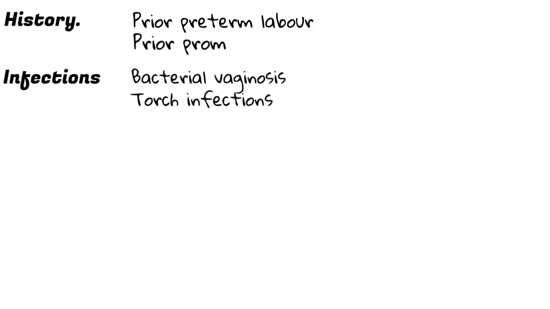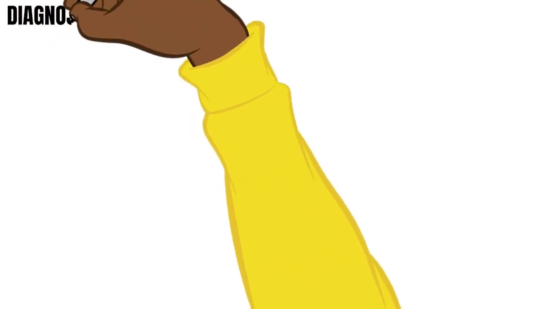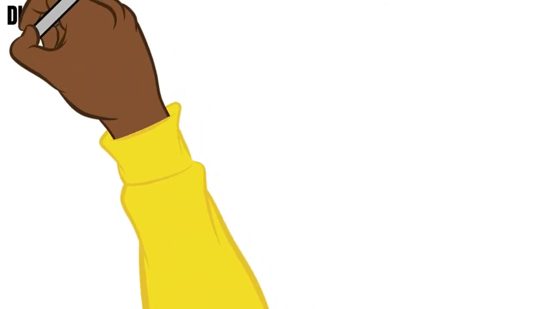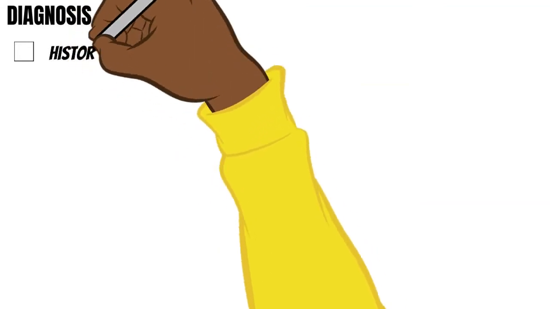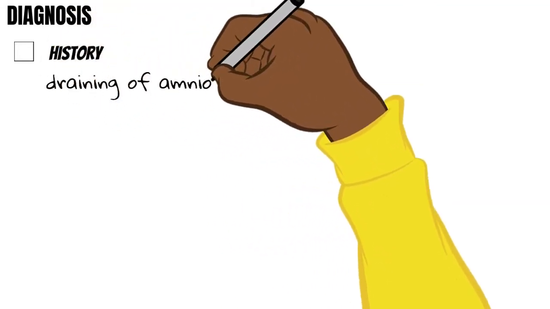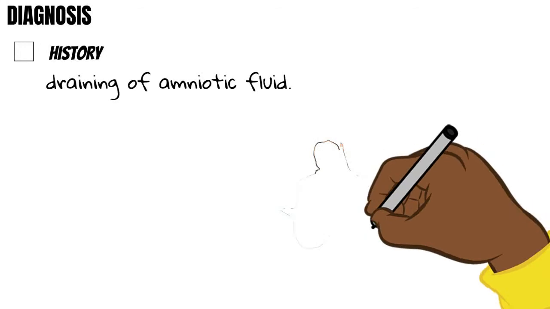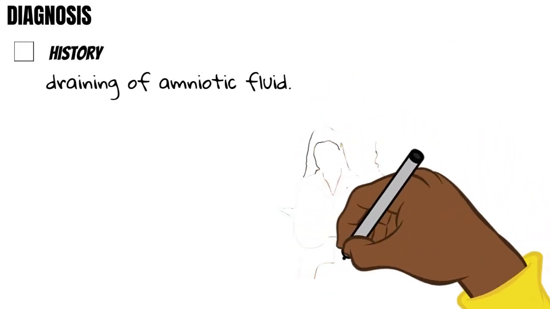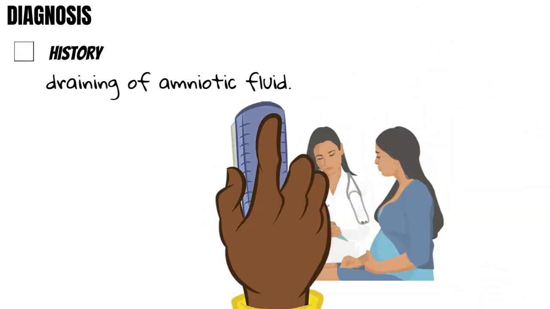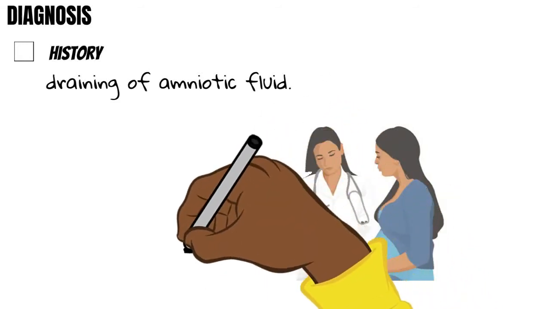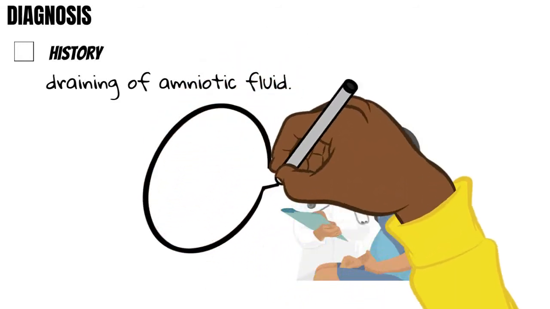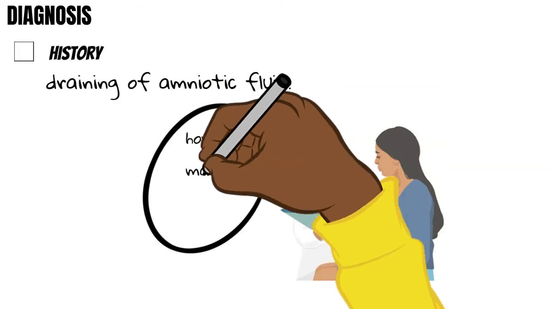The diagnosis of PROM or PPROM is based on history and examination. So from your history, you want to find out about draining of amniotic fluid. You want to find out how many pads the lady has used from the onset of draining, and then you want to find out how the draining started. The patient will usually describe a gush, okay, just a gush, and then draining onset.